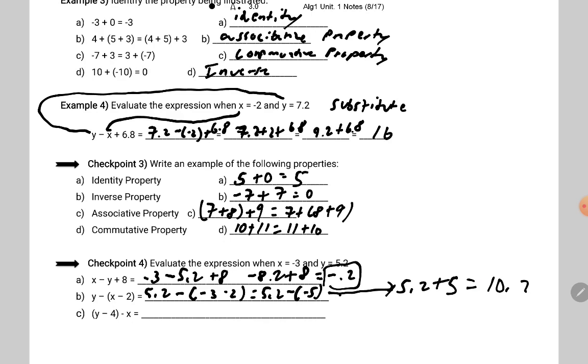And one more to go. So once again, y is 5.2 minus 4 minus x, which is -3. Notice how x is -3, so we have 2 minuses going on. So 5.2 minus 4 is 1.2. And then minus negative 3 becomes plus 3. So 4.2.